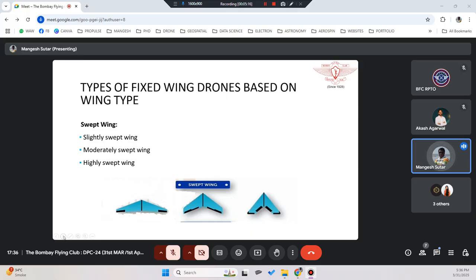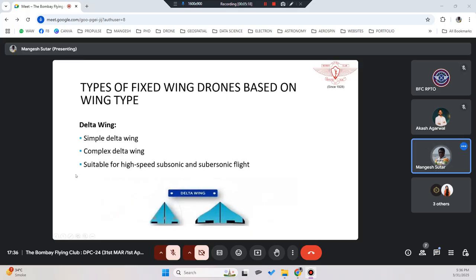After the swept wing, we have delta wings. These are very high speed aircraft, especially in subsonic or supersonic flight. We see fighter jets or fighter aeroplanes created with these. This is a simple delta wing, whereas a complex delta wing will have a slightly more curved structure, and more control surfaces would be provided to it.